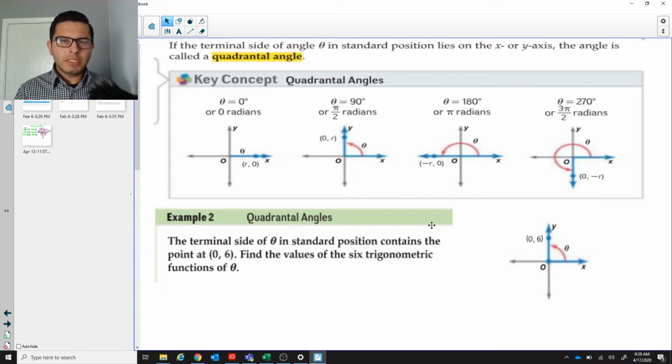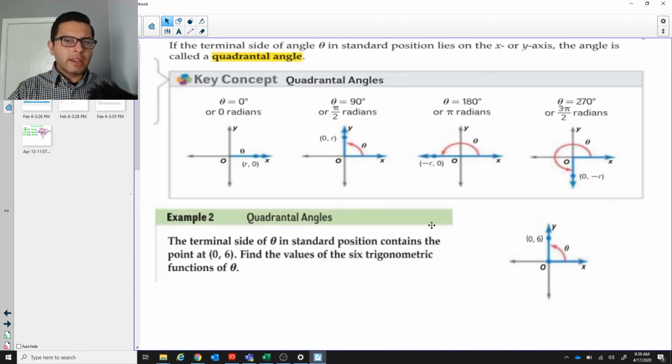All right, so what we're going to be talking about here today is actually something that goes with the previous example, except it's even easier than what we did before. How is it easier? Well, what we're working with here are quadrantal angles. That means that whatever the terminal side is, it lies on one of the actual axes. Now, what does that mean for our trig functions?